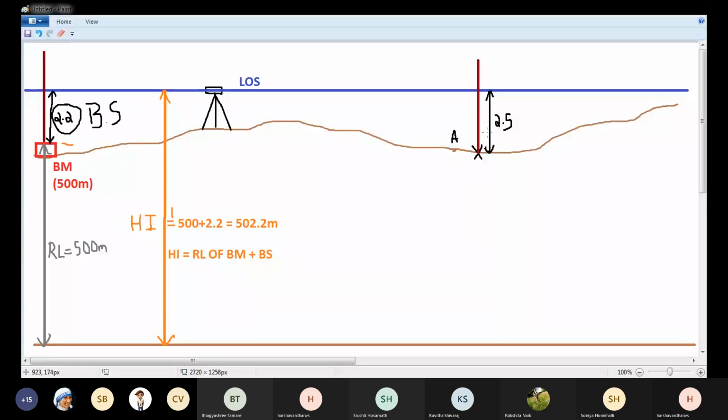Now, I'll tell you one more term here. This staff reading, which is taken on point A, whose elevation we do not know, can be called FS or IS, that is, foresight or intermediate sight.